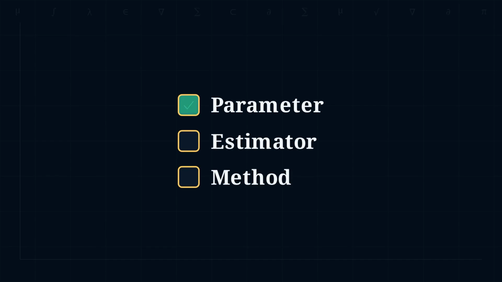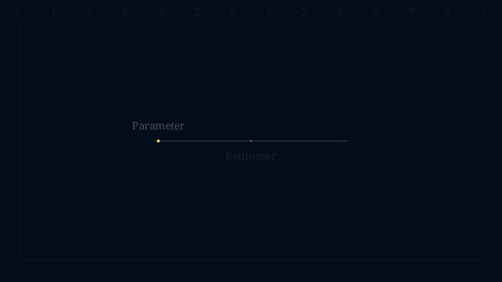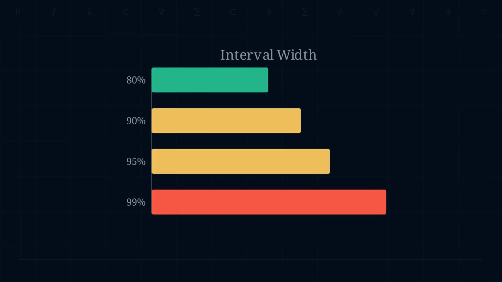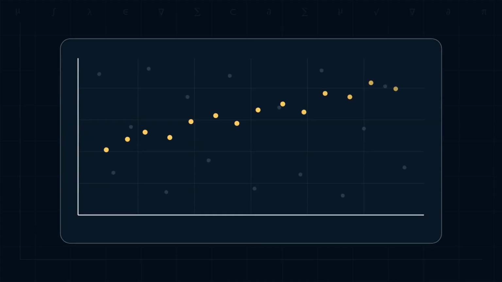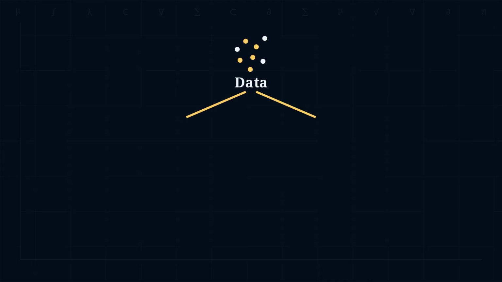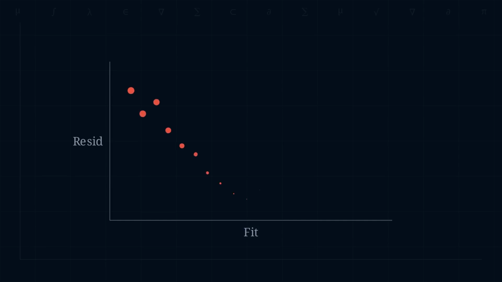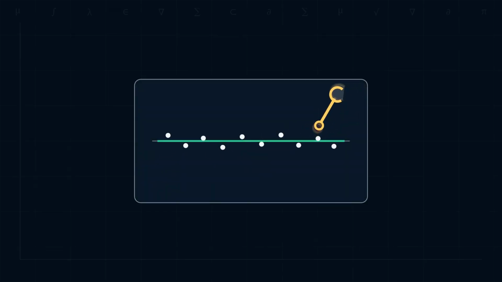When you compute an interval, be explicit about your choices. State the parameter, the estimator, the method for the standard error, and the coverage level, and show the sensitivity of the interval to plausible modeling changes. If you're working with messy observational data, prefer design-based or resampling approaches that make fewer shape assumptions. If you are modeling, check residual patterns to see if the assumed distribution behaves, and adjust if it does not.